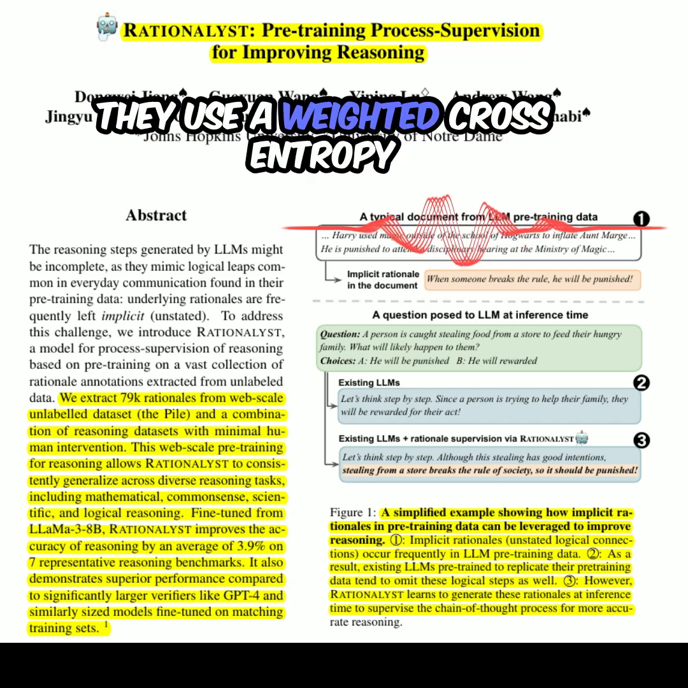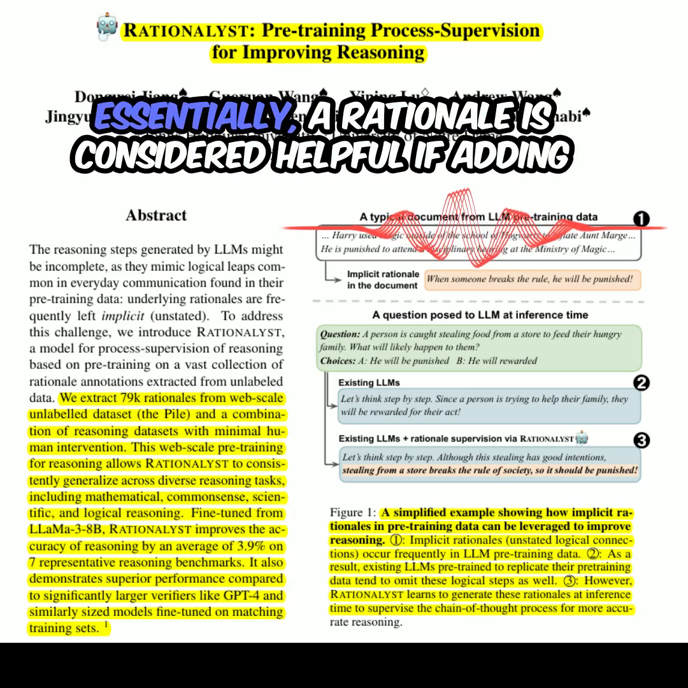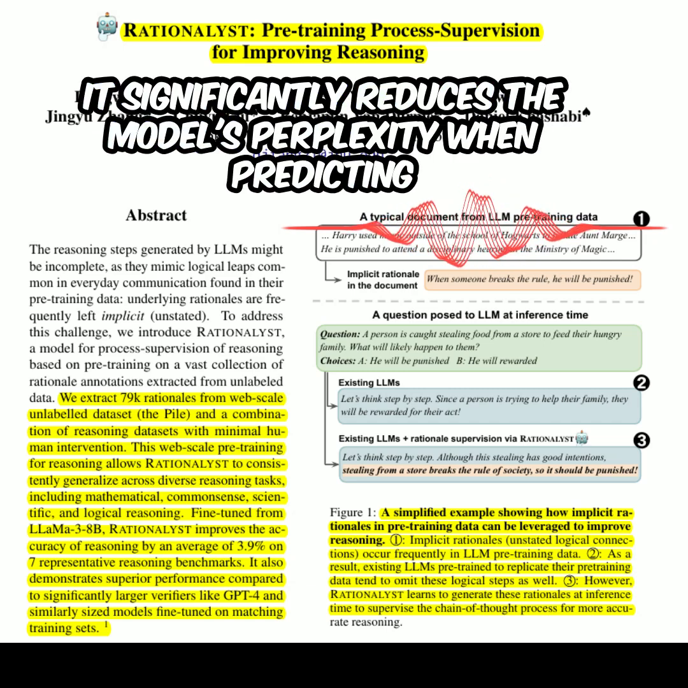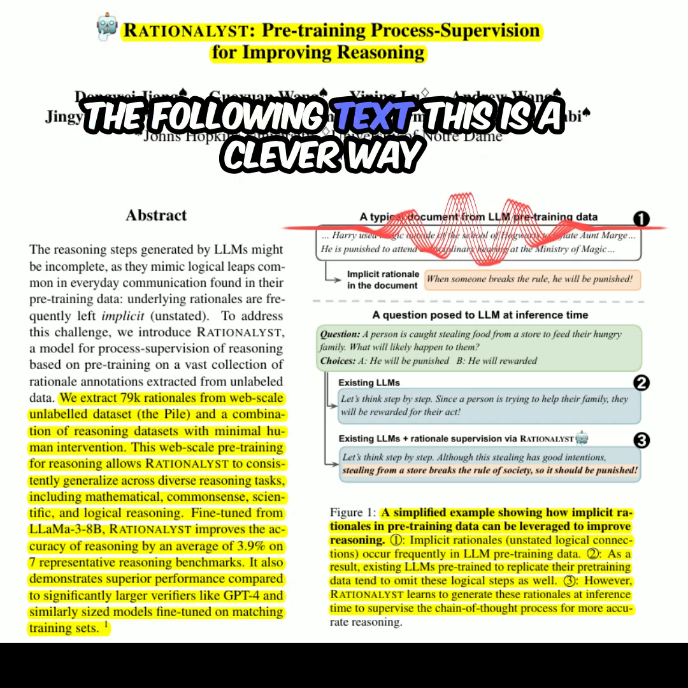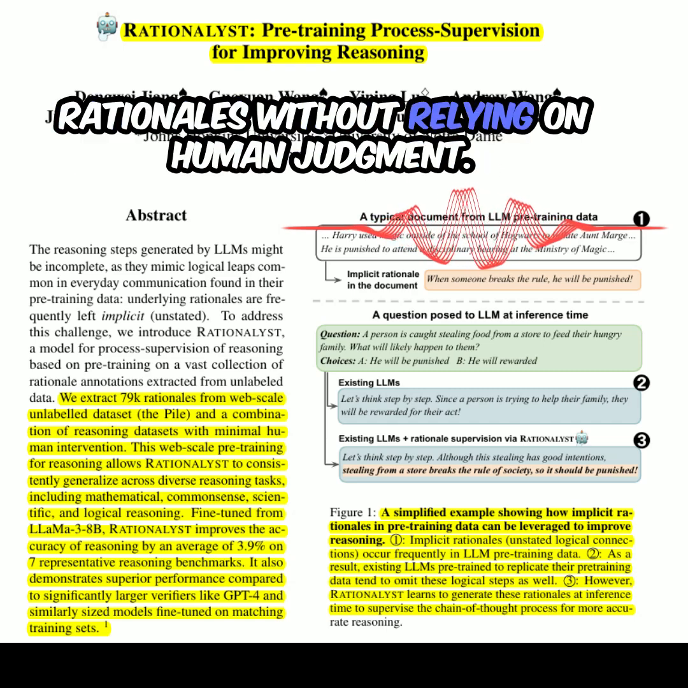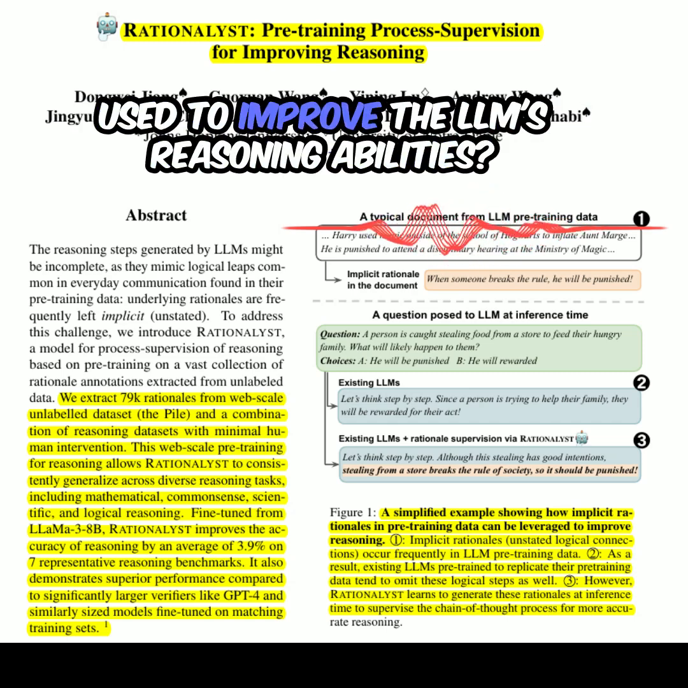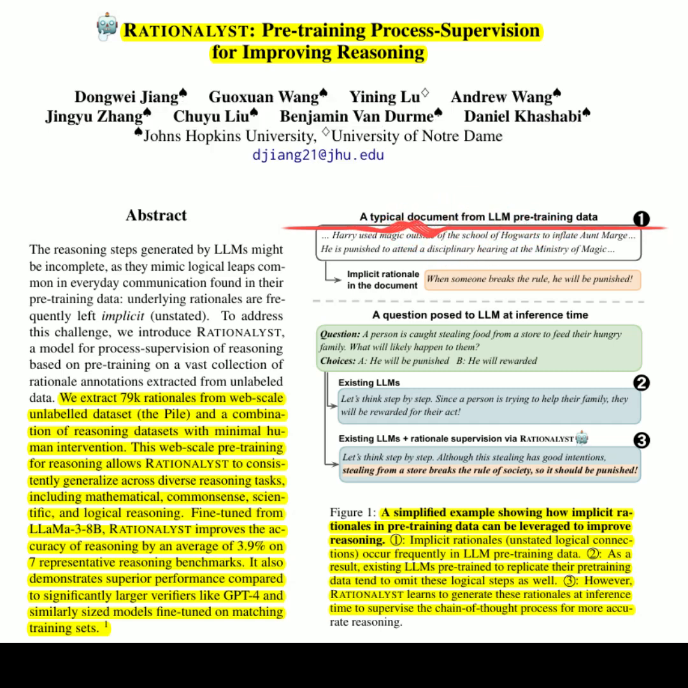They use a weighted cross-entropy loss for future token prediction. Essentially, a rationale is considered helpful if adding it significantly reduces the model's perplexity when predicting the following text. This is a clever way to objectively assess the usefulness of the extracted rationales without relying on human judgment. And how are these extracted rationales then used to improve the LLM's reasoning abilities?